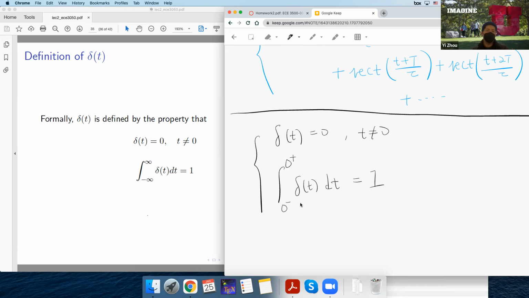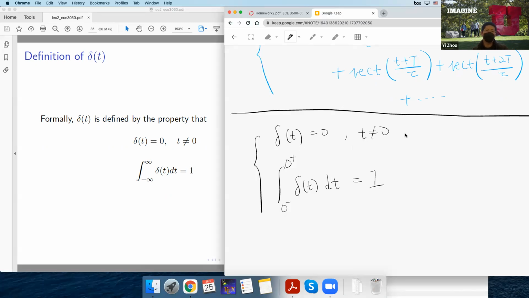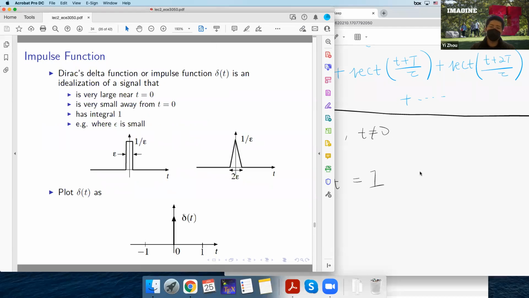And this is the same as integrating over the entire time domain, because everywhere else the signal is 0. So we only care about this integration around the 0 point. This matches these two pictures that we have here. The integration as epsilon goes to 0, right? The integration around this 0 point always gives you the constant 1. So that is the picture here.